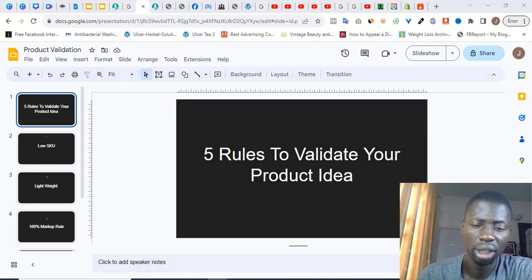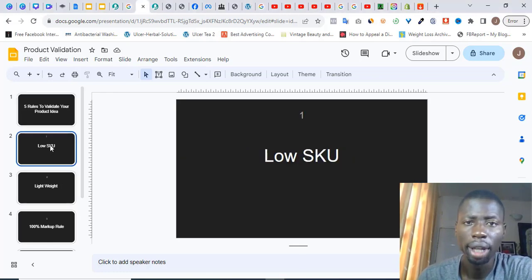So 5 rules to validate your product idea before you go ahead to test your product. And one thing you must know is these 5 rules are not the only rules that are available. As you go deep into e-commerce, you might begin to develop your own set of rules, but these are my own rules, and this is how I actually go about validating my own product idea before I go ahead to start selling these products. Okay, so number 1 is low SKU.